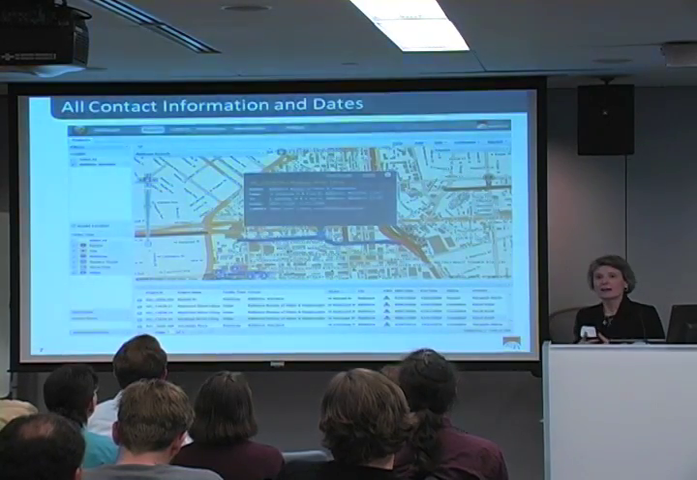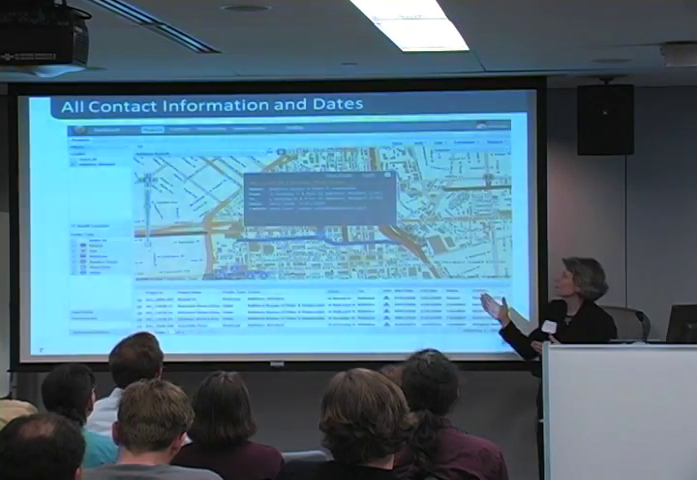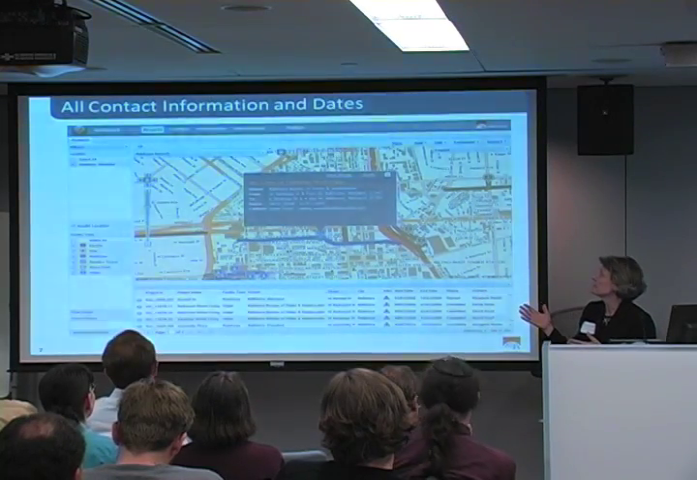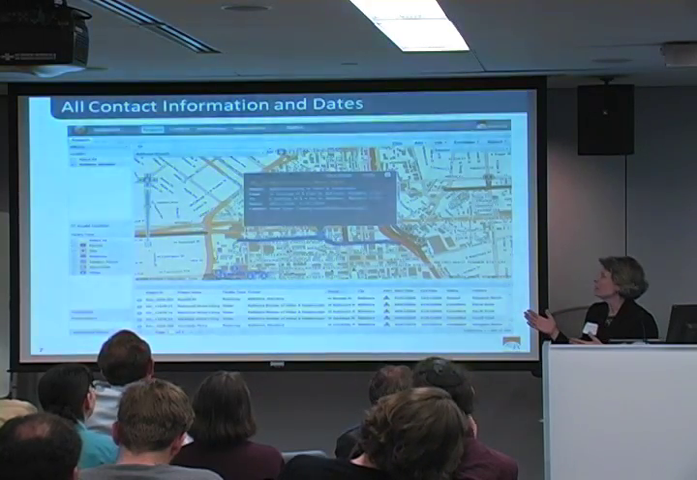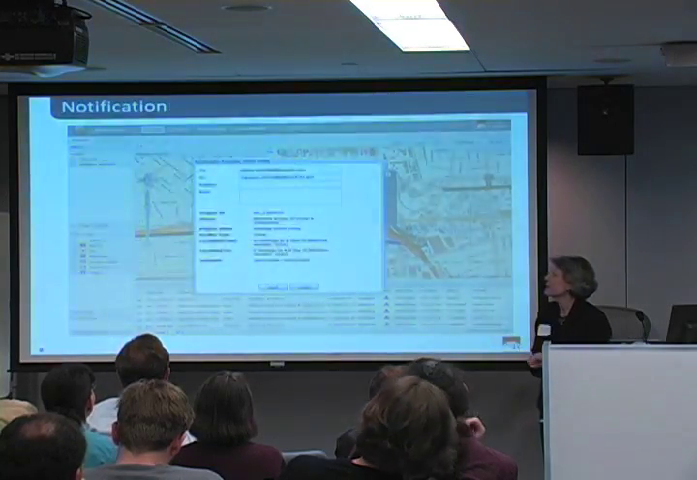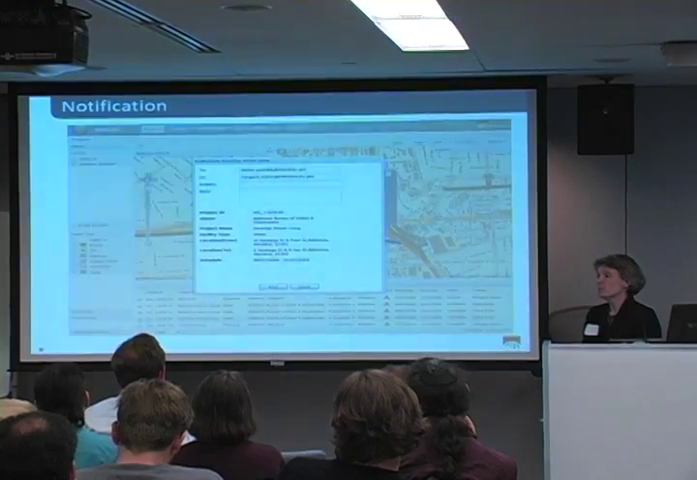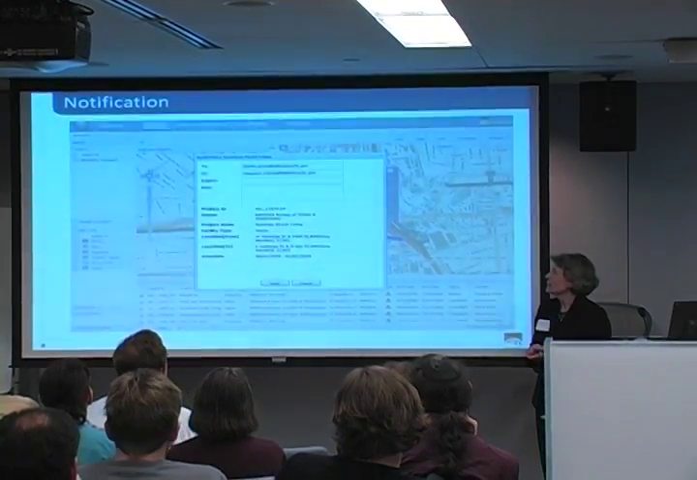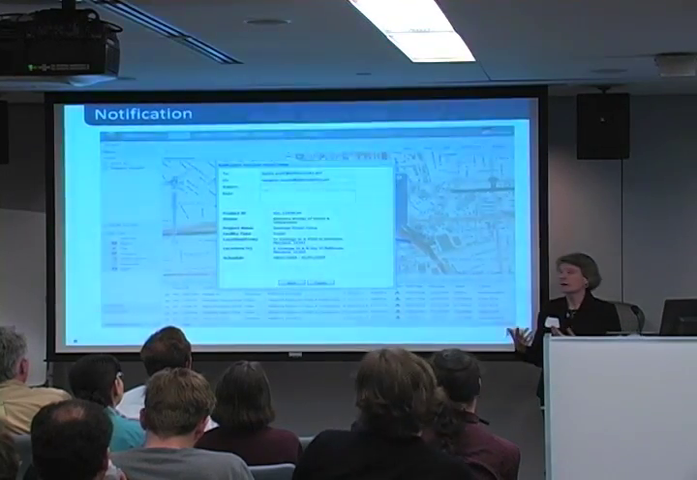By clicking on an icon, you see additional information that's available. All the contact information for all the stakeholders is contained in the system, and the dates of the projects. If you want to start communicating about a particular conflict, you press notify. And you get an email window to open. You can embed a map as well. And the system tracks all the emails on this piece of correspondence about this conflict.